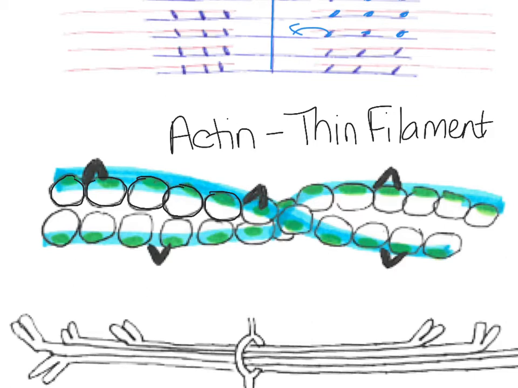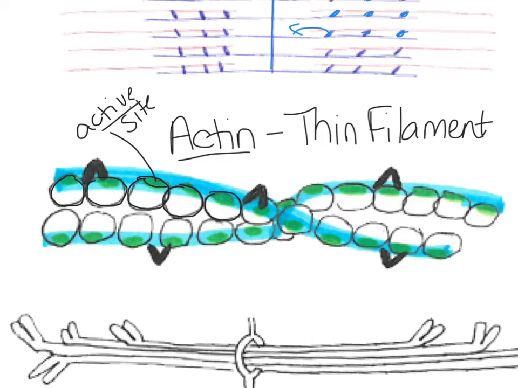And on each one of those actin molecules, we have this green area here that I'm showing. That's an active site. So the active site is on the actin molecule. That's where the myosin head is going to bind. The myosin head is going to bind to that, right?